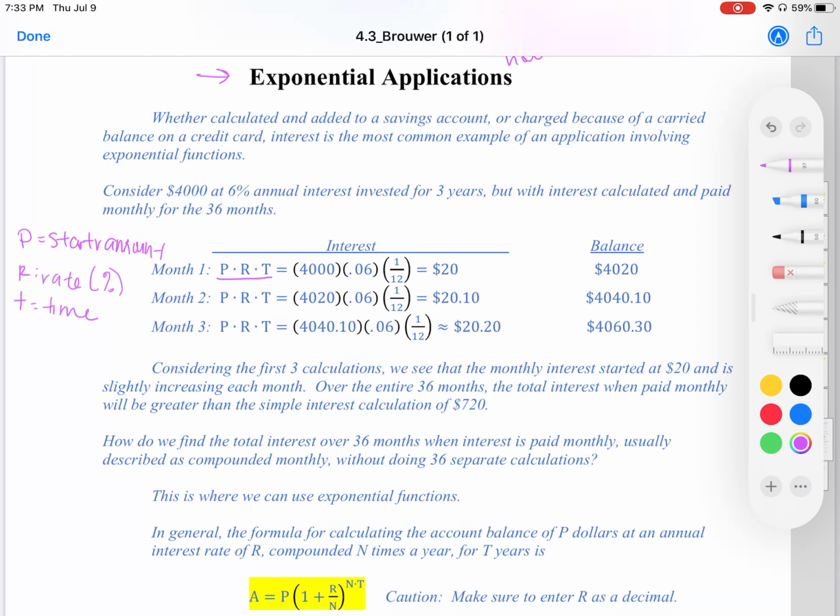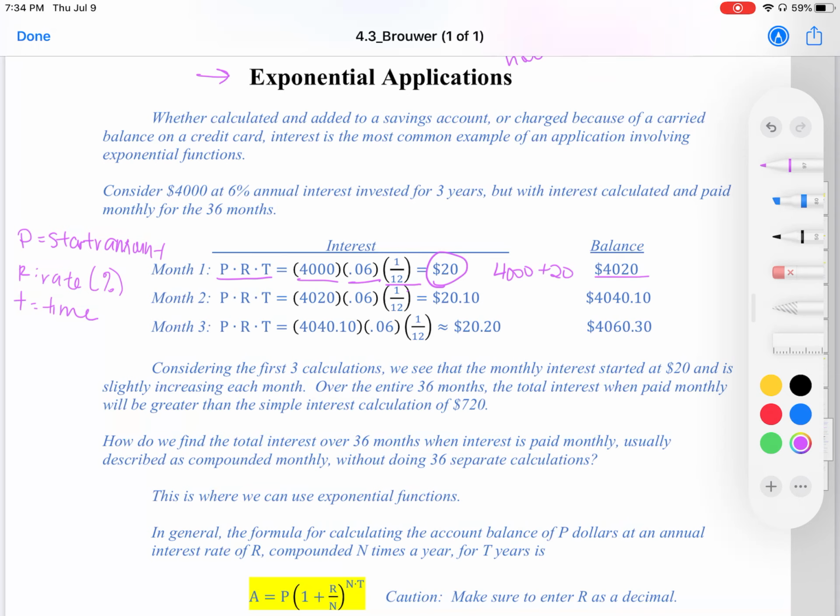All right, so we have $4,000 at 6% compounded monthly for 36 months. So we get $20 interest. So what's our balance so far? 4,000 plus 20, you get 4,020.